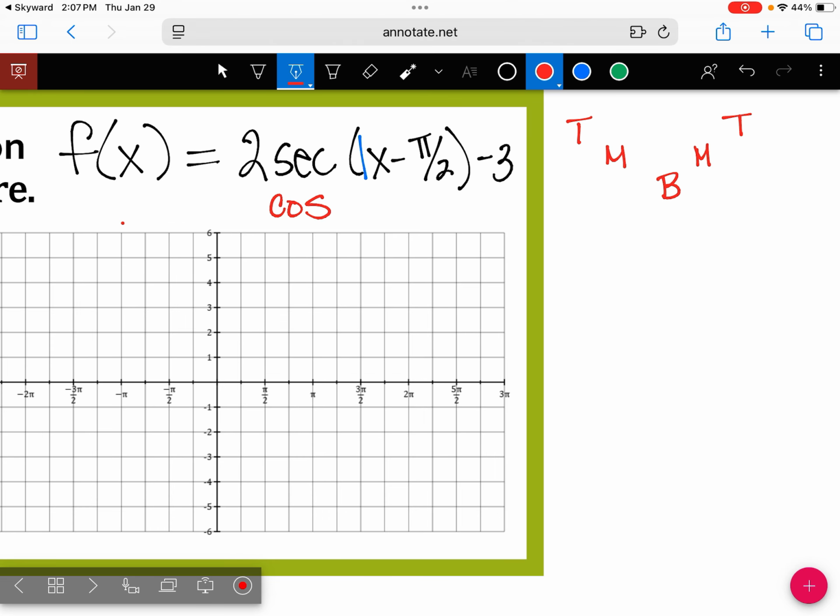That's step number one. Step number two is to figure out where we started. So my start, go ahead, take your parentheses, set that equal to 0, and solve it. So x minus pi over 2 equals 0.